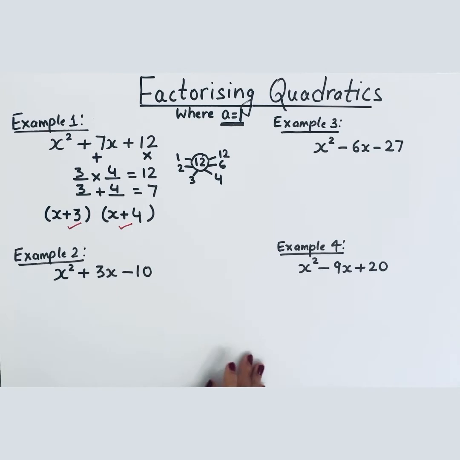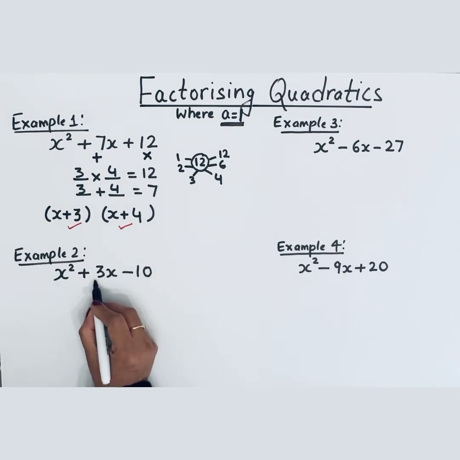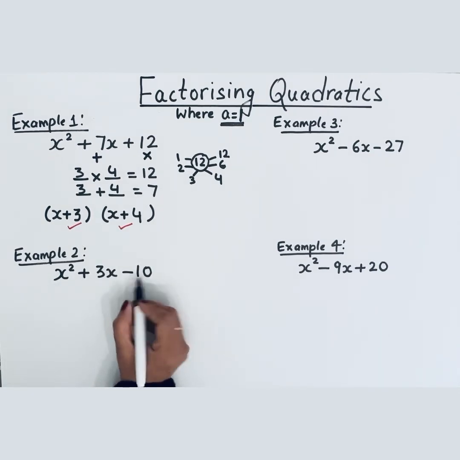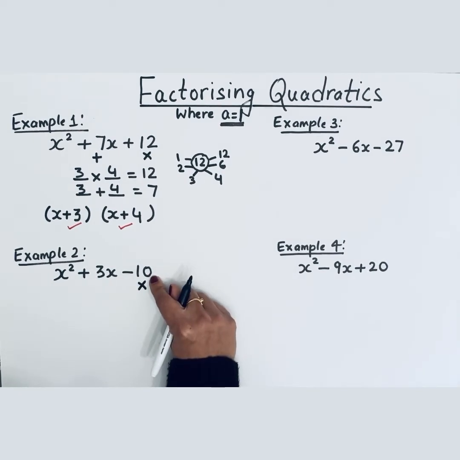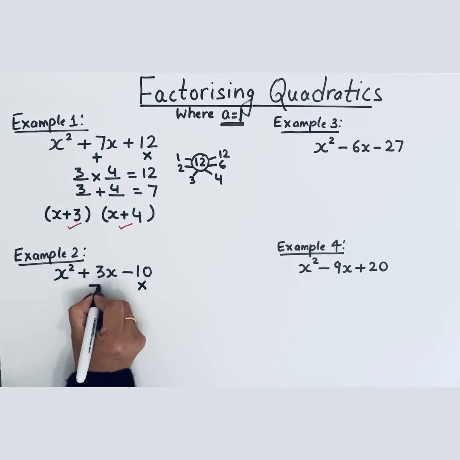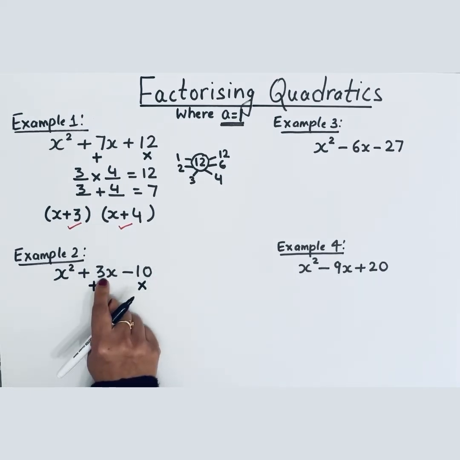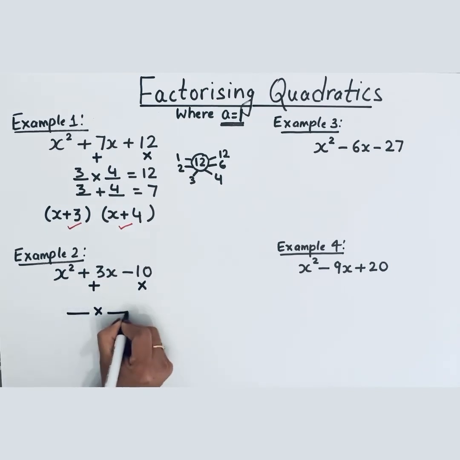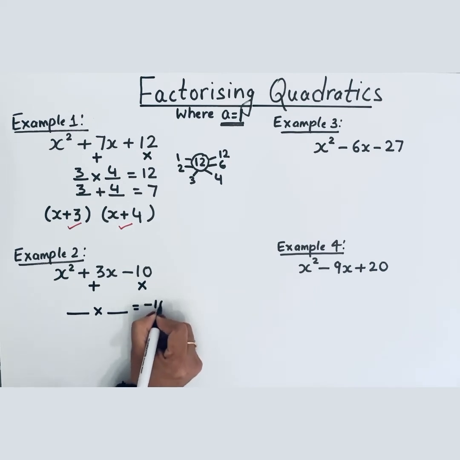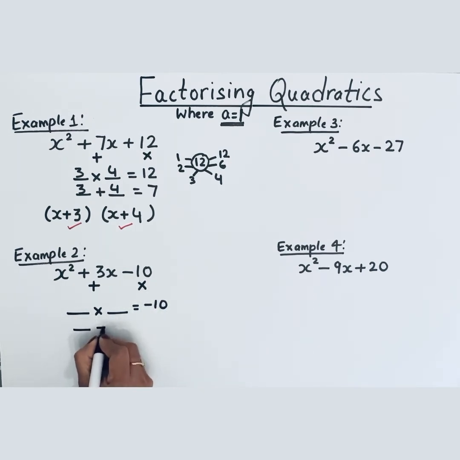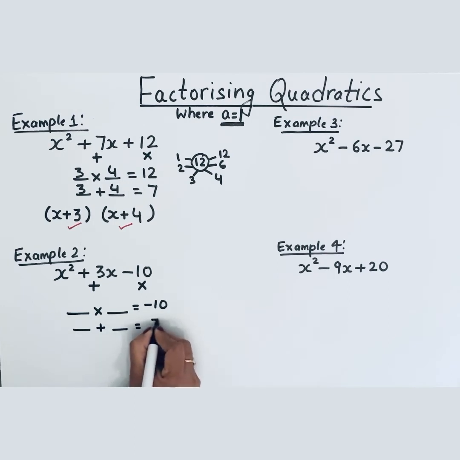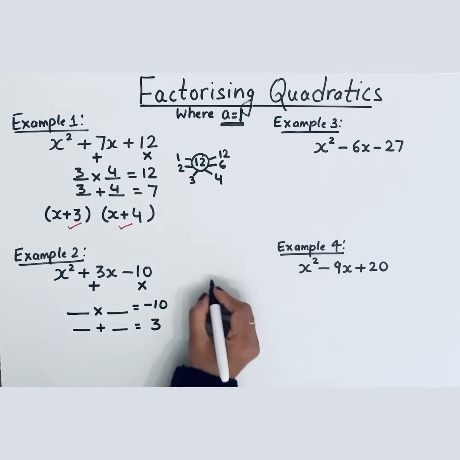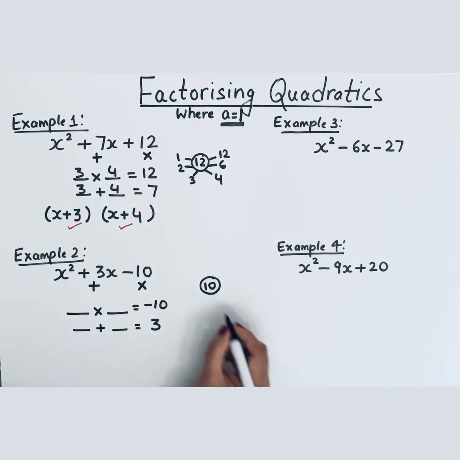Let's have a look at another example. X squared plus 3x minus 10. Again, we're going to write down times under the constant number, which is negative 10, and add under the coefficient of x. So we've got to think of two numbers that times to give negative 10. The same two numbers should add to give 3. We can use a spider diagram to help us think of those two numbers.